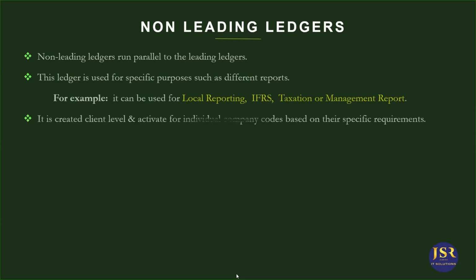Here, it is created at client level. See, any ledger is created at client level, either leading or non-leading. The activation is based on the requirement. For a leading ledger, there is no option, but for a non-leading ledger we have an option to activate the company codes you require. For example, we have 10 company codes and you require only 6 company codes to be activated. Happily you can activate those, and the rest you don't want. So that depends on the requirement. You can activate the company codes for the non-leading ledger.